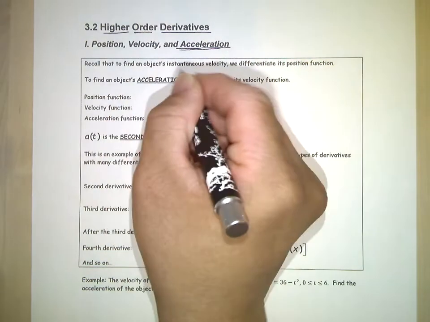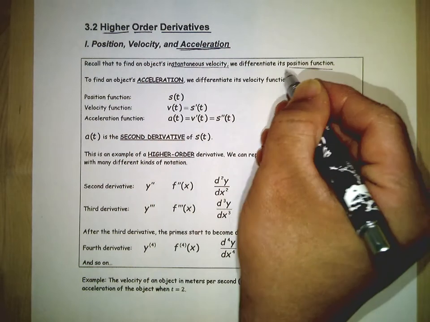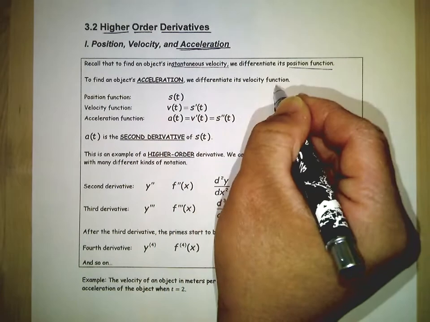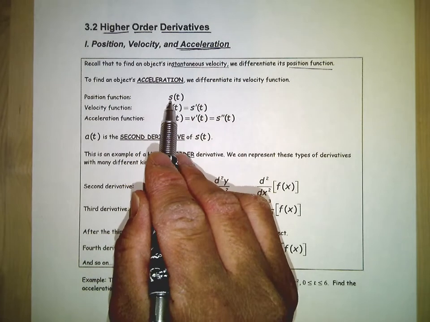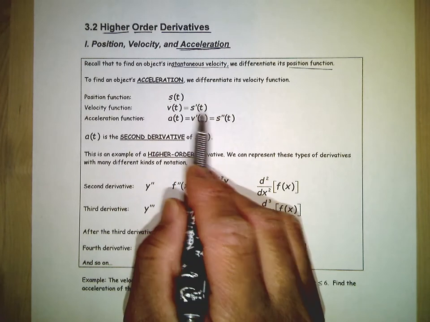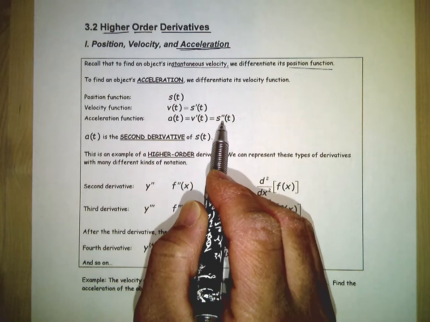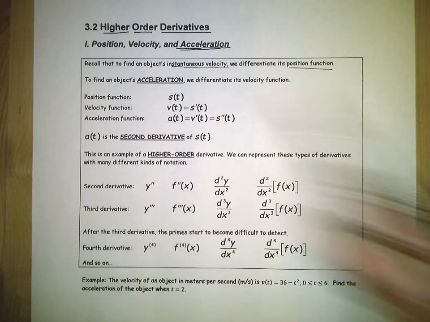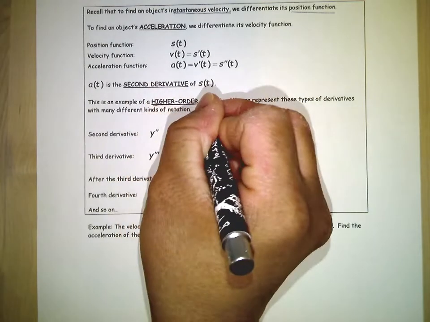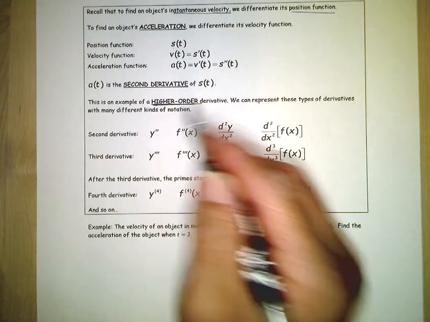To find an object's instantaneous velocity, we differentiate its position function. And then to find an object's acceleration, we differentiate its velocity function. So if you have the position function, we call that s of t. The velocity is the first derivative. And then the acceleration is the derivative of the derivative, or we call that the second derivative. So that's one example of an acceleration being a higher order derivative.